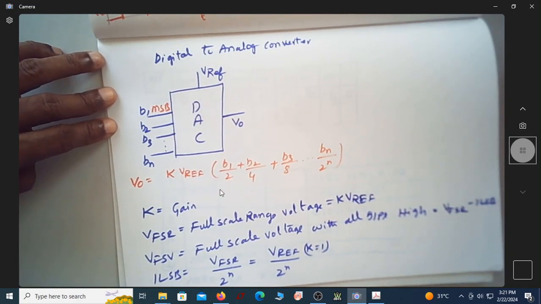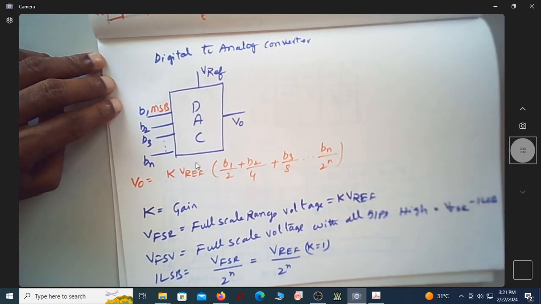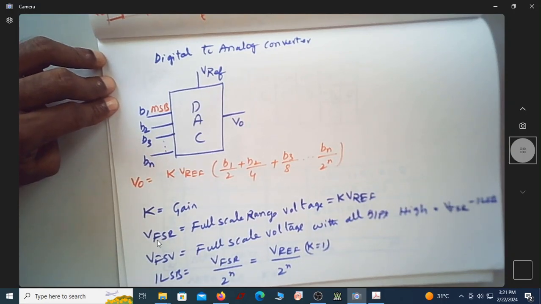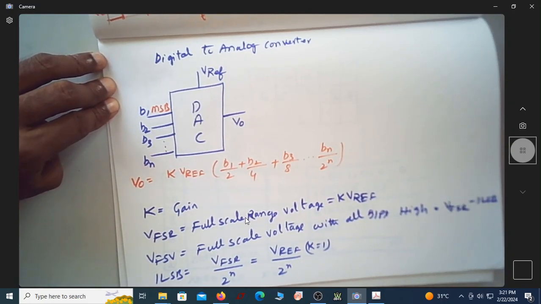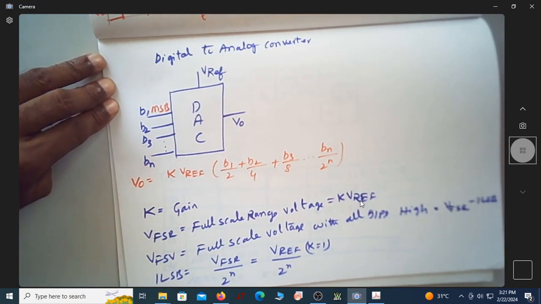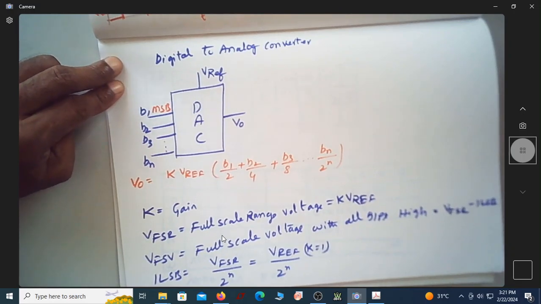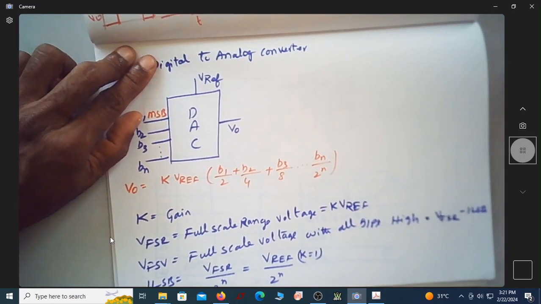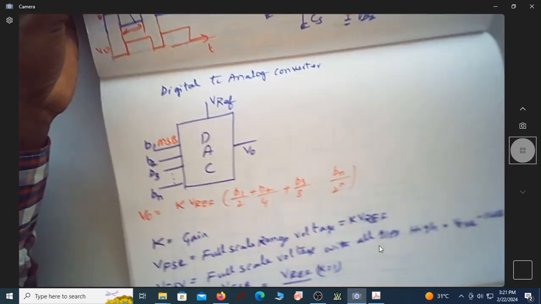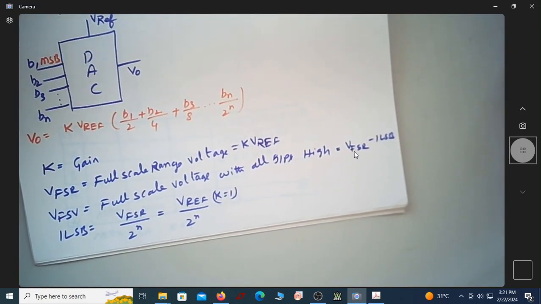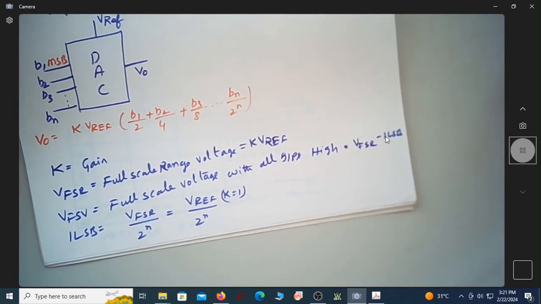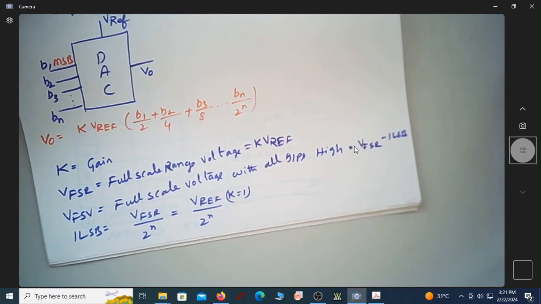So we have a few definitions of this DAC. One of them is VFSR, full scale range voltage, which is also given by K times V reference. VFSV, that is full scale voltage with all inputs as high. That's what is given as VFSV. VFSV is usually VFSR minus 1 LSB. So let us try to find out what is 1 LSB.